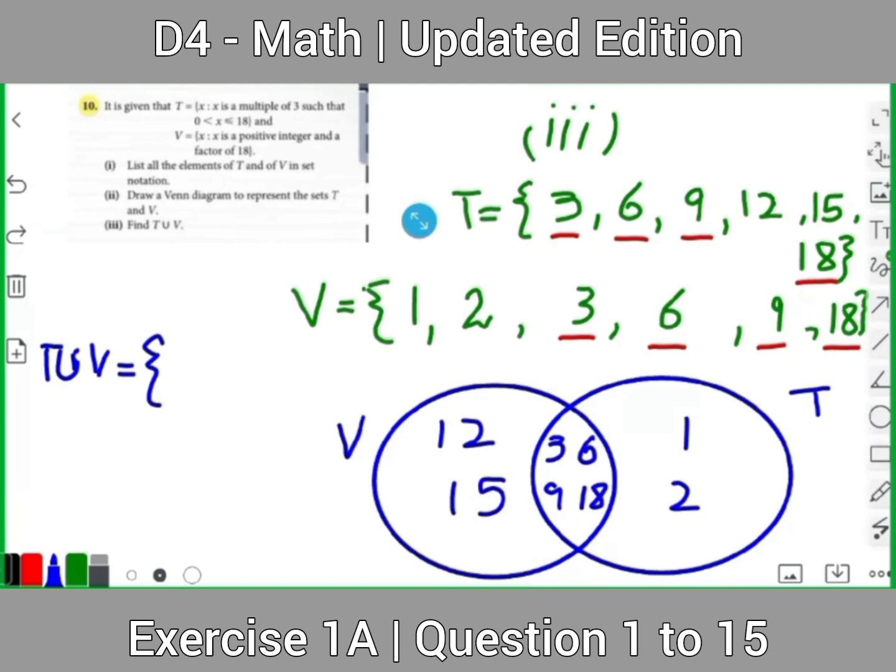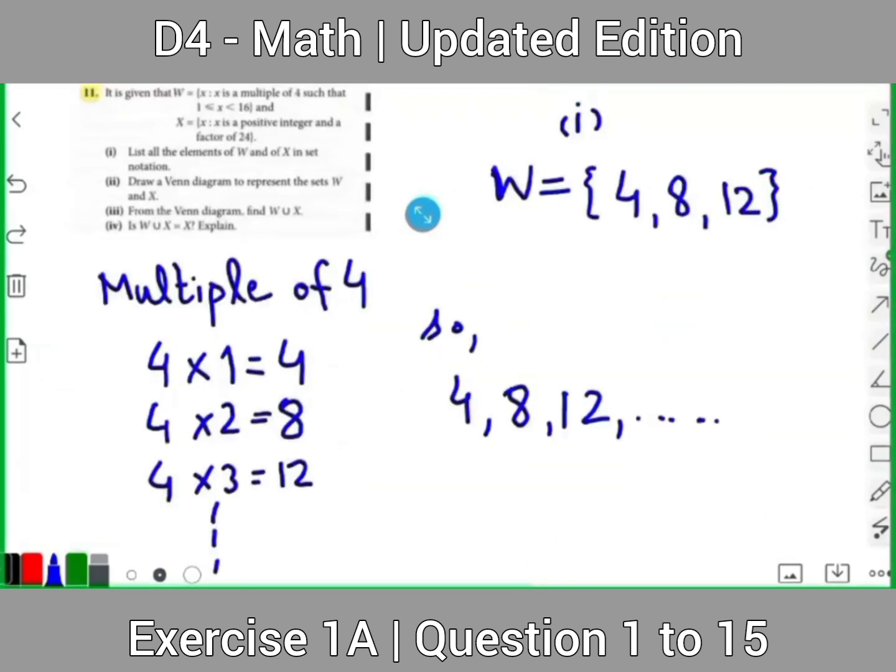So we will go with the Venn diagram. If we have a look at the Venn diagram, then we will write down all the elements that we can see in the Venn diagram of the sets V and T. So here we have 1, 2, 3, 6, 9, 12, 15, and 18. So this is how Venn diagrams help us to find out the union of sets T and V within a few seconds.